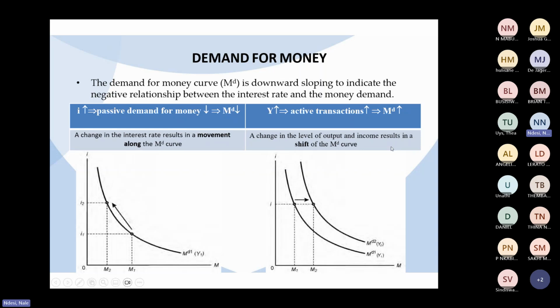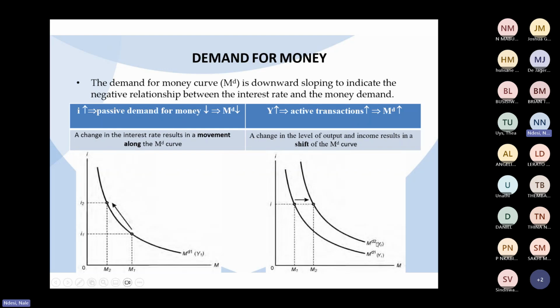Now let's move to the other graph, which shows the change in the level of output and income. The position of the money demand curve is determined by the positive relationship between the level of output and income and the demand for money. So at the output and income of Y1, the demand curve is MD1, as indicated in this graph.